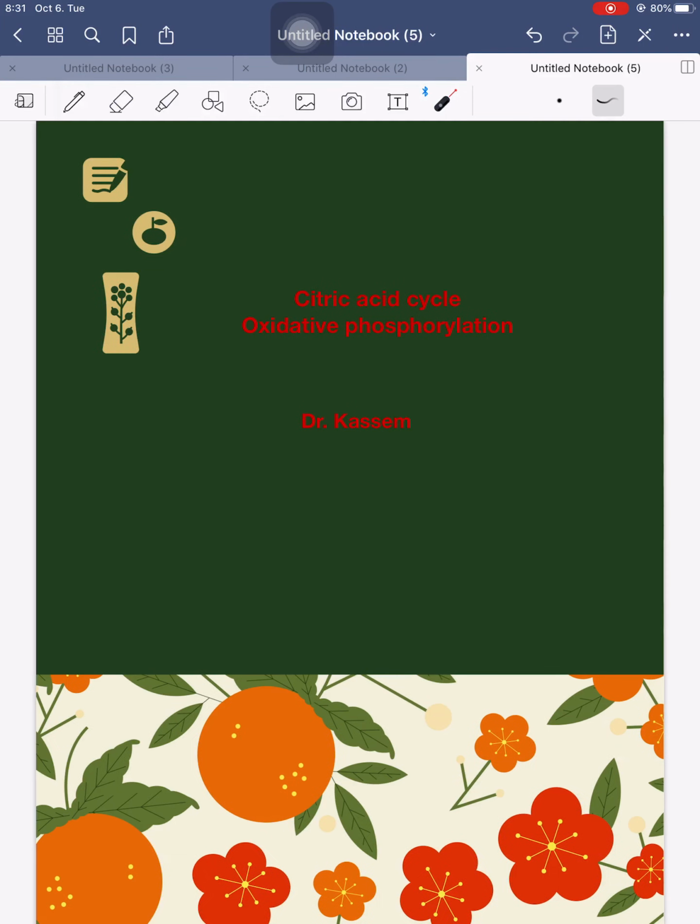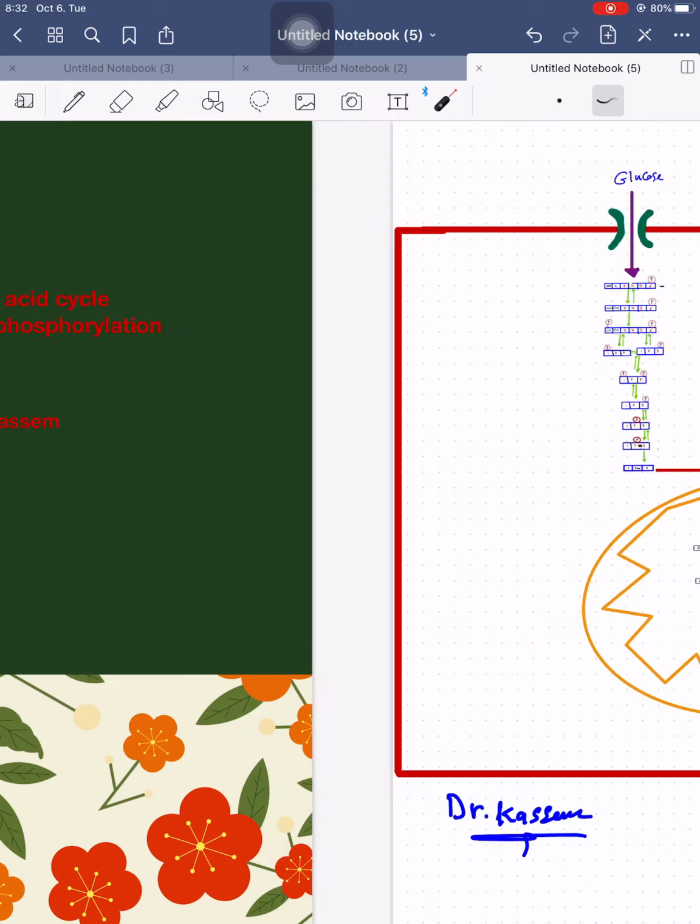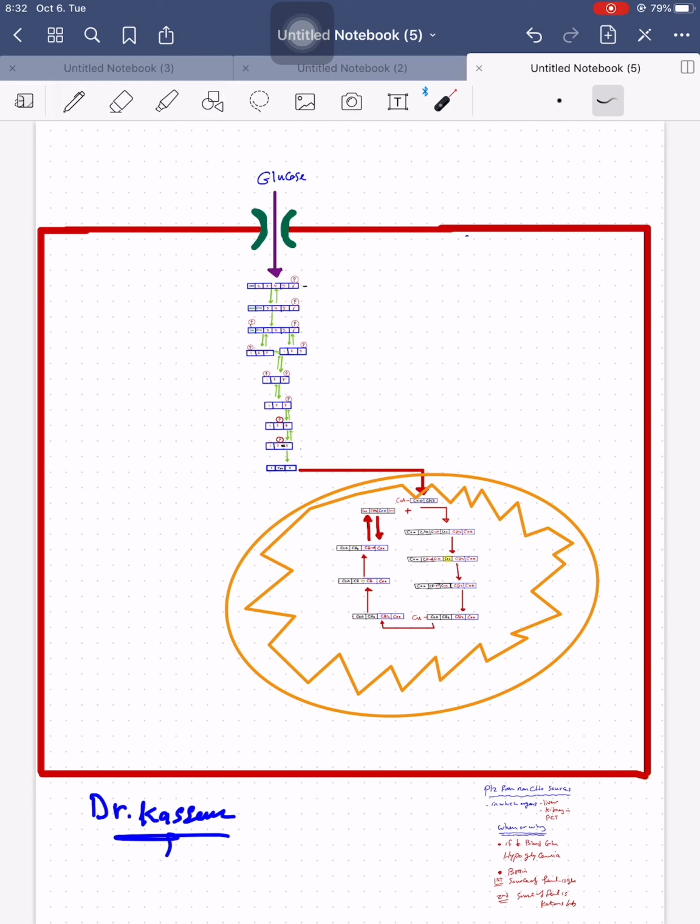Hello guys again. Today we'll talk about the citric acid cycle and oxidative phosphorylation to produce the energy from glucose. We did glycolysis last time, and in glycolysis we are using one molecule of glucose to produce two molecules of pyruvic acid. Those two molecules of pyruvic acid are 3 carbon, while glucose is 6 carbon.